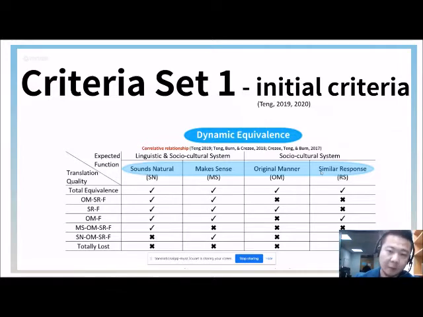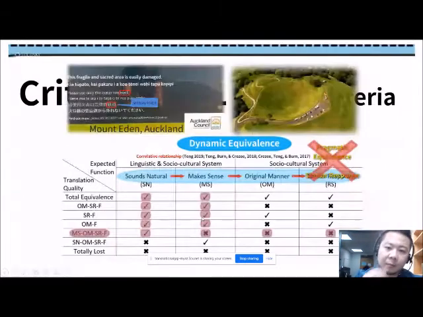And when I look at these four elements, I actually came up with seven potential outcomes of how a translation can be assessed. And here I mean translation quality. So let's look at this example.